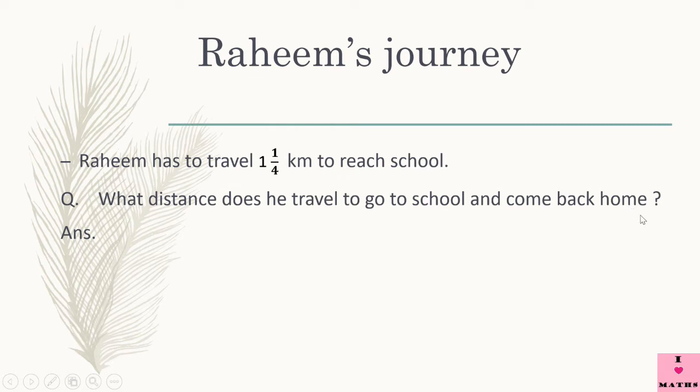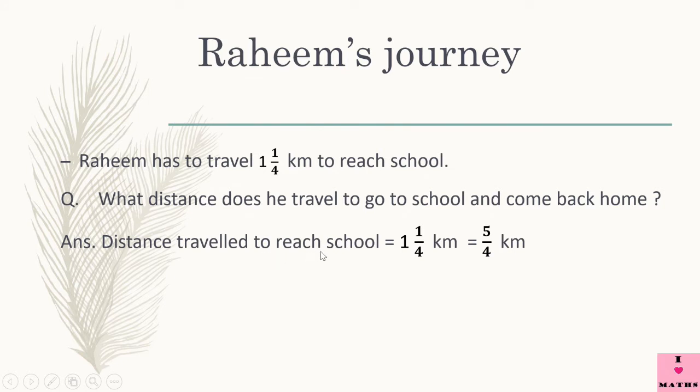So children, when he goes to school from home, he has to travel 1 and 1/4 kilometer. And the same distance he has to travel when he comes back home from school. Both the distances are same. So we have to find out what distance does he travel to go to school and come back home. So which operation are we going to do in this? Can you guess? Yes, we are going to do addition.